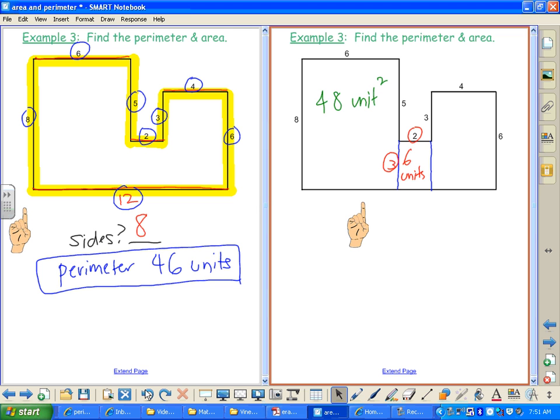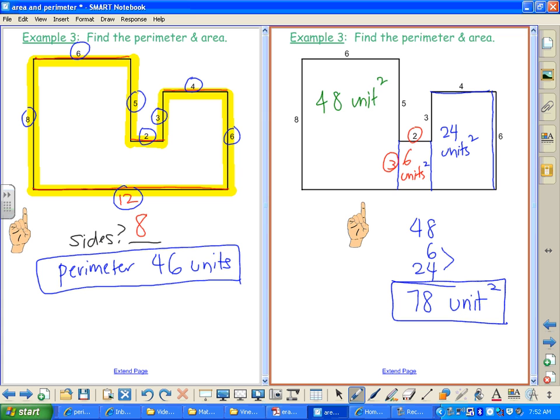And lastly, we've got 6 times the 4 that you see here. That gives you 24 units squared. Okay? So that's 48 plus the 6 plus the 24. I notice that these two make it 30. And so that makes it 78 units squared.